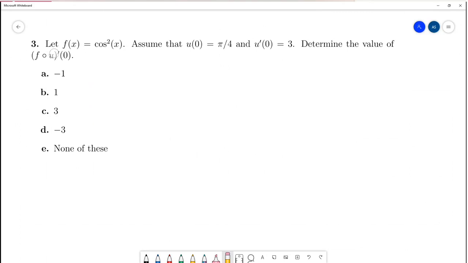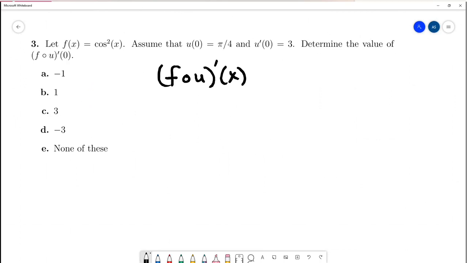So on question 3, we're going to let f of x equals cosine squared x. We're going to assume that u of 0 is pi over 4, and that u prime at 0 is 3. We want to determine the value of f composed with u prime at 0. So we want to find the derivative of f composed with u of x first.